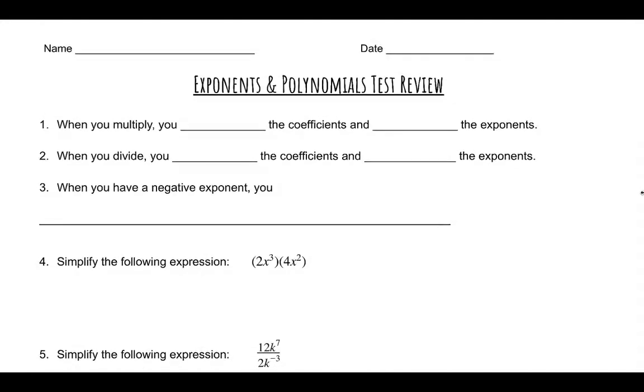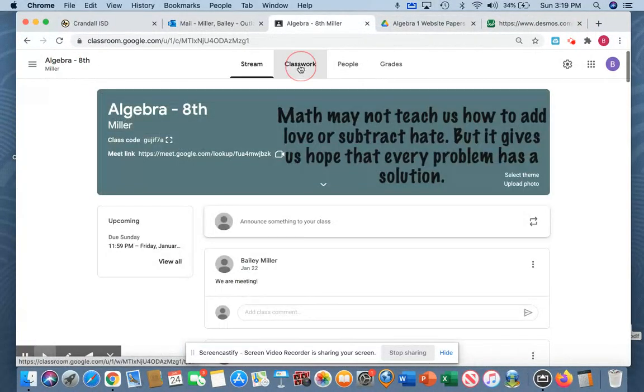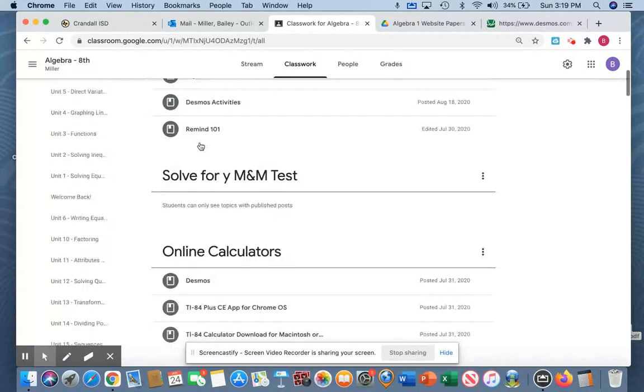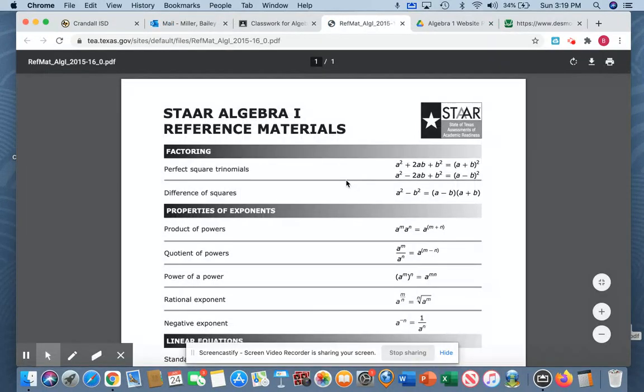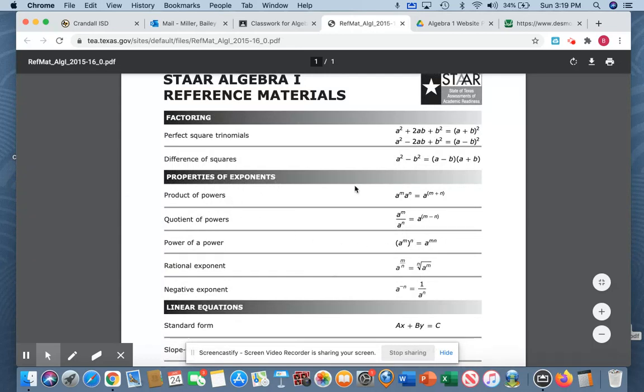The first couple are just fill in the blanks about the rules. Remember, you do get the formula chart, which has all the rules on it. I'll go to that real quick to show you. If you're in Google Classroom and you go to classwork, right down here under formula charts, there's the formula chart for you. If you're in class, I will have a formula chart for you. If you're not, I'm sorry. You'll have to have this one online. But again, everything you need is under the second heading, properties of exponents. So you've got all of your exponent rules here. You will have those if you need them.